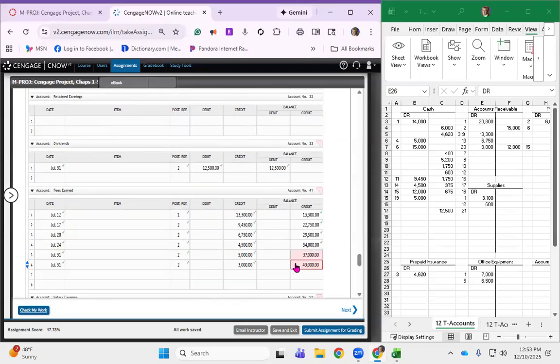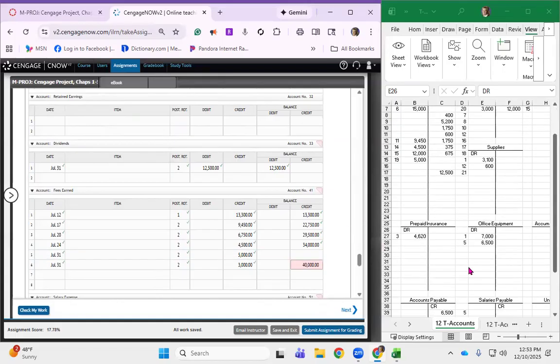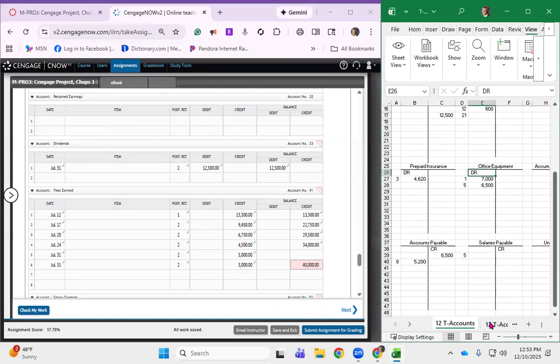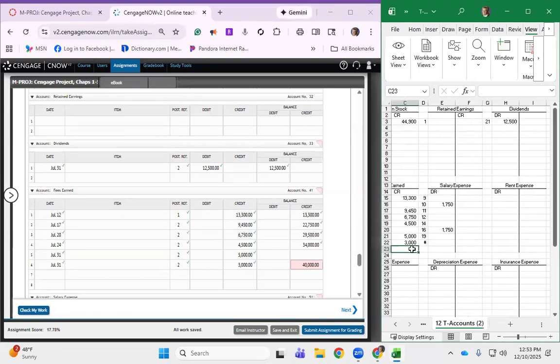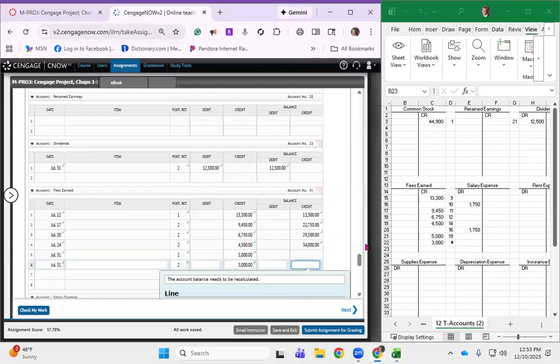Here is another mistake that I made. Yep. Was my balance in my fees earned. So I'm going to audit my T account for fees earned just to see what I got here. So 1, 2, 3, 4, 5, 6. Okay, so 6, but I just didn't calculate the running total correctly. Let's get that done. Okay, let's get this done. All right, so 34,000 plus 5,000 is 39,000. And then another 3,000 is 42,000.